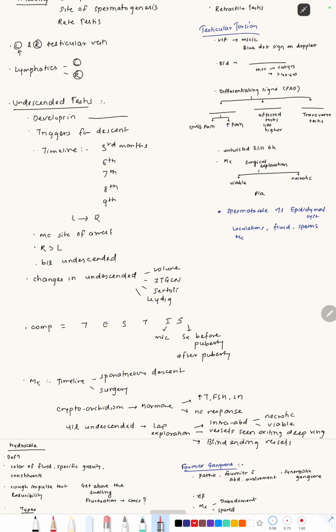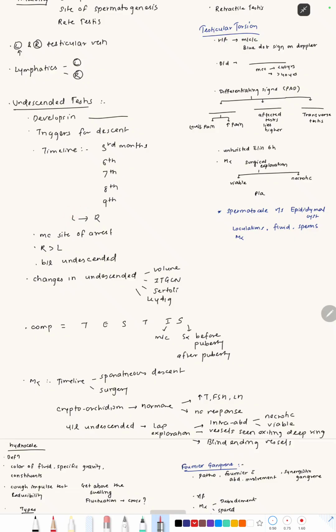Timeline for the descent of the testis: at around 3 months, the descent of the testis begins. In 6 months, it is present at the level of the iliac fossa. At the 7th month, it is present in the inguinal region. Then at the 8th month, it is present at the superficial inguinal ring, and at the 9th month, there is a complete descent of the testis.